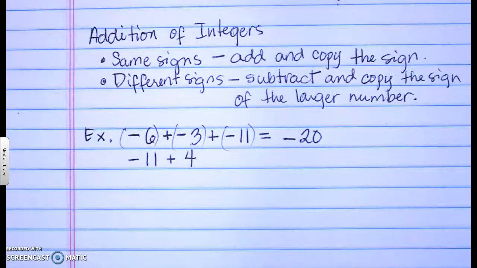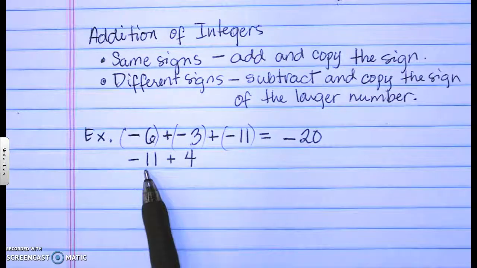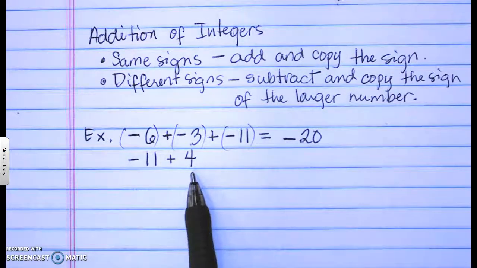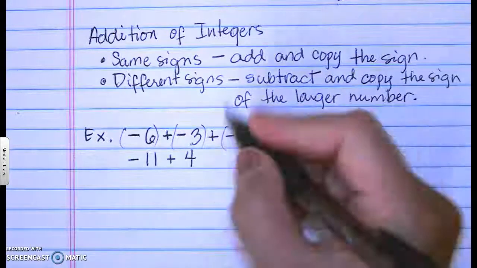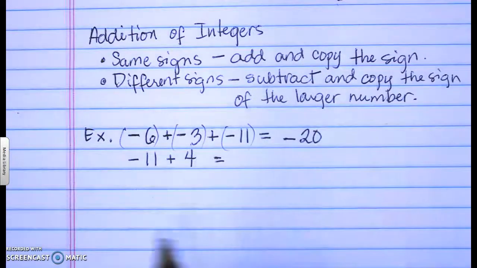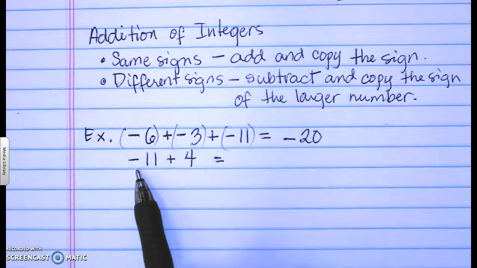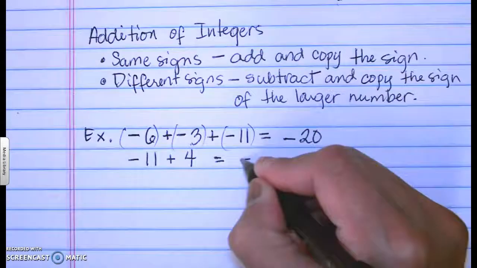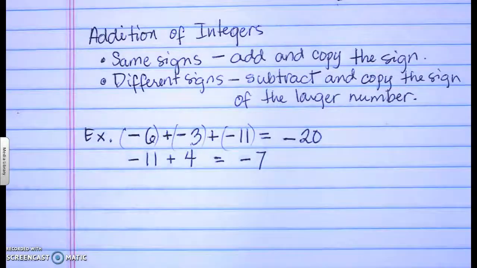My next one is negative 11 plus 4, and so the signs are different. You'll have to subtract, and that is a 7. The sign of the larger number is negative, and so this is negative 7.